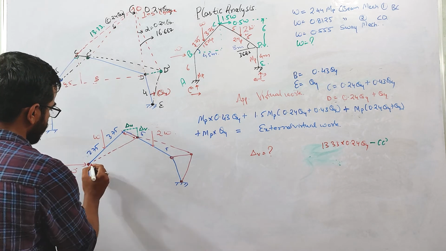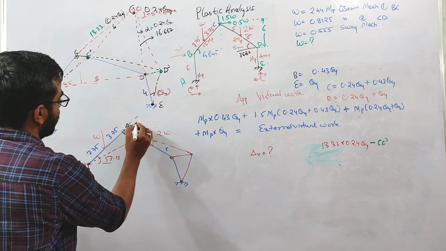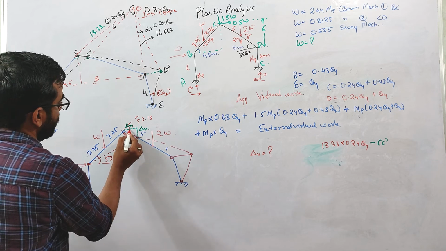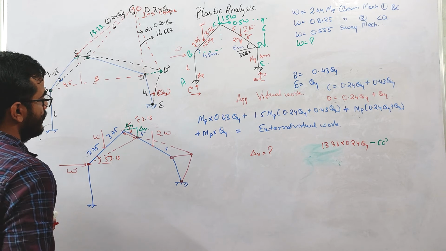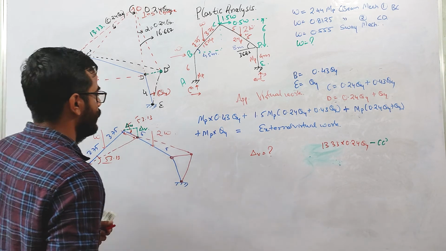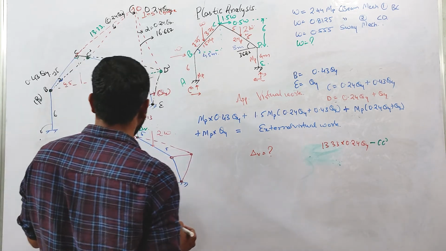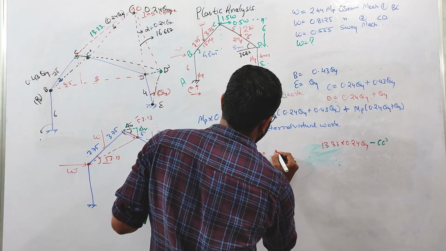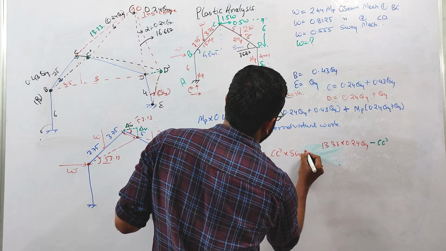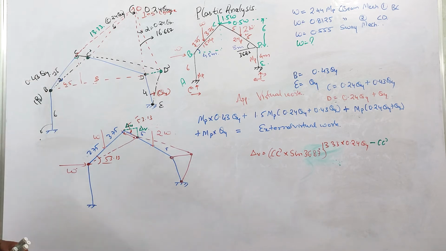Okay, so this angle is 53.13. This angle will be again 53.13. So this remaining angle will be 36.87. Let us suppose this angle is 36.87. So delta V I can write CC dash into sine 36.87. Okay, right? So what is CC dash?